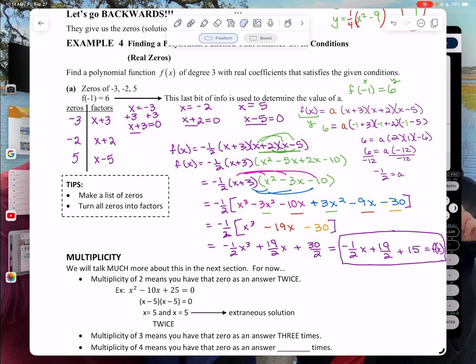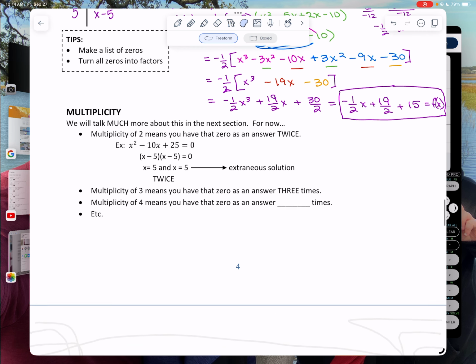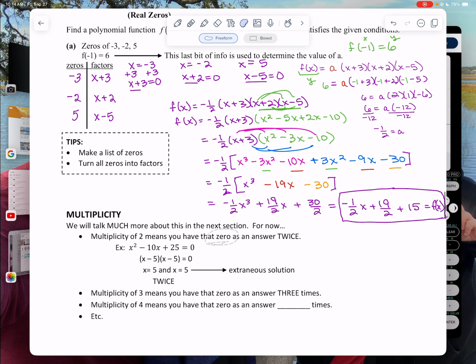So now we're essentially going to do the same thing, but they're going to give you these zeros in a different way. They're going to talk about what's called multiplicity. We're going to talk a whole lot more about multiplicity in the next section, but for right now, just remember that if I say I have a multiplicity of 2, that just means that whatever zero I have, whatever answer I have, like this negative 3 is an answer, a 0.